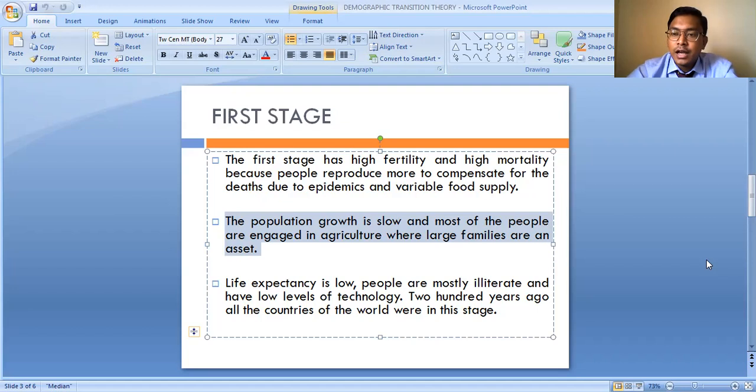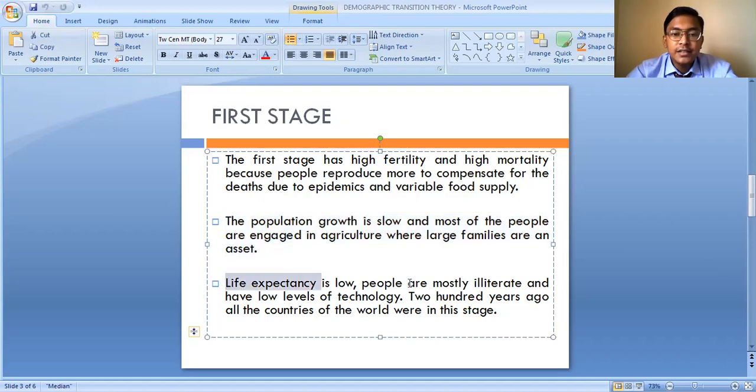In this first stage, the people were totally dependent on agriculture, and they considered a large family as an asset. Why? Because if more family members are there, they can help in doing the agricultural practice. So they used to prefer large families.